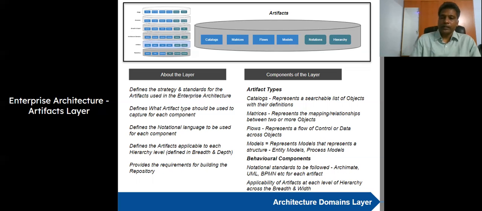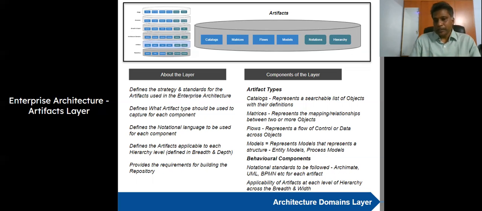And so while we define these artifact types, there are a couple of other behavioral aspects I want to bring in, which is the notations, right? So this is where we should make a decision on what type of notations we are going to use in the enterprise architecture. It could be ArchiMate, UML, BPM, depending on the standards the organization wants to follow. We can make the decision on what notations we want to support.